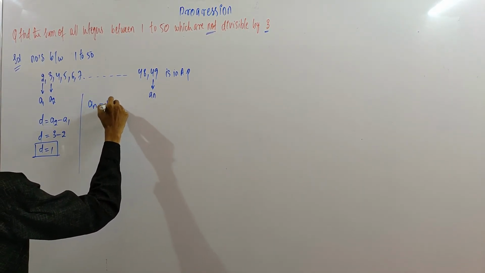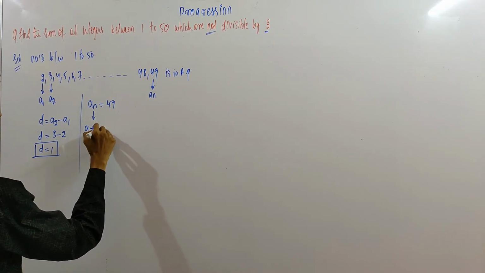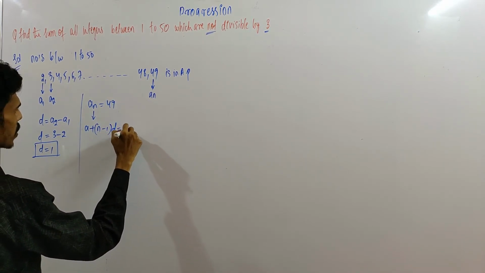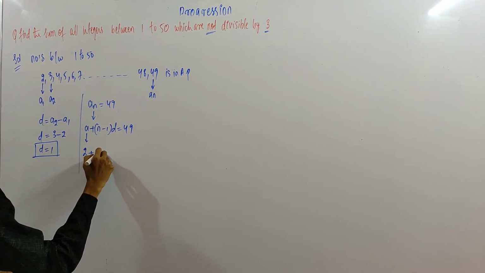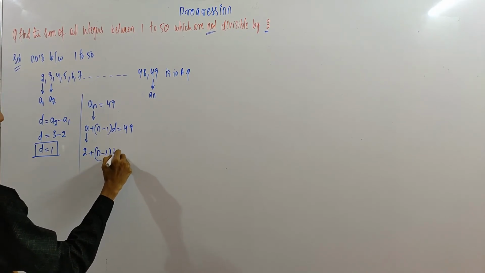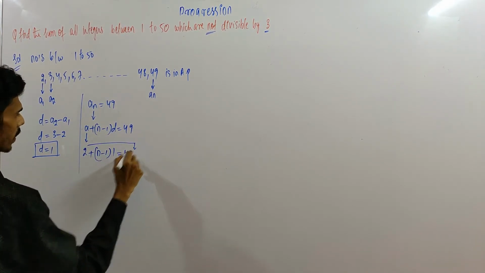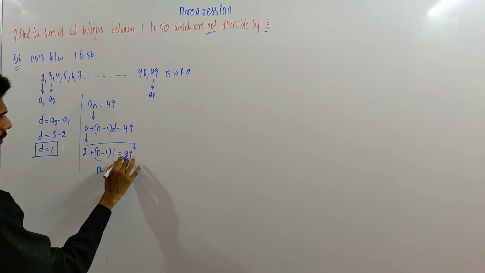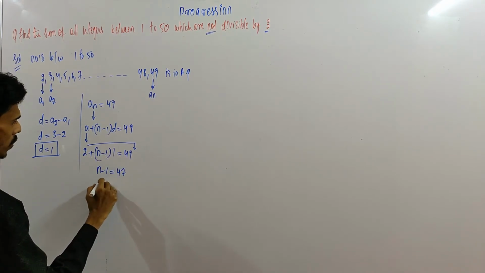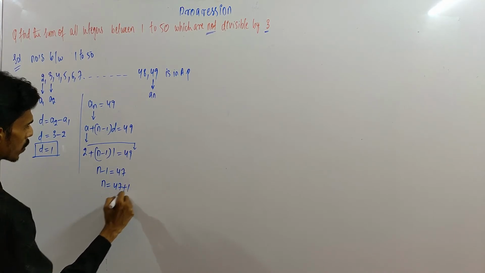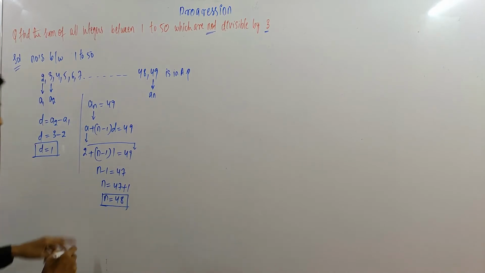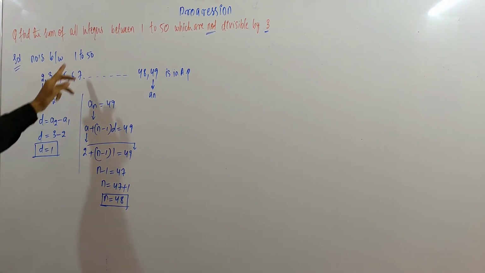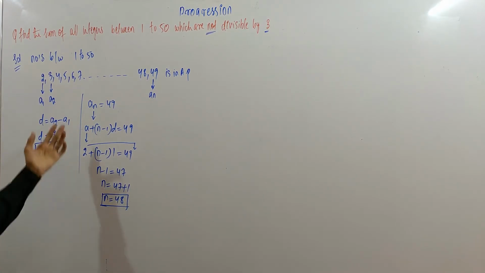We have AN. AN value is 49. Formula for AN is a plus (n minus 1) into d is equal to 49. A value is 2, plus n we don't know, d value we calculated is 1, so 49 equals 2 plus (n minus 1). 49 minus 2 we have 47. So n is equal to 47 plus 1, that is n is 48. So we have 48 numbers between 1 and 50. Obviously, without calculating, we can say that 48 numbers are there.